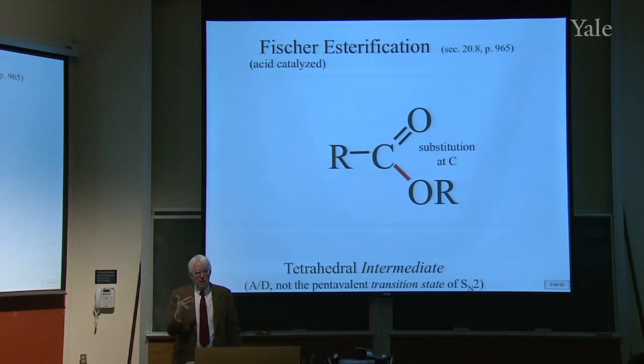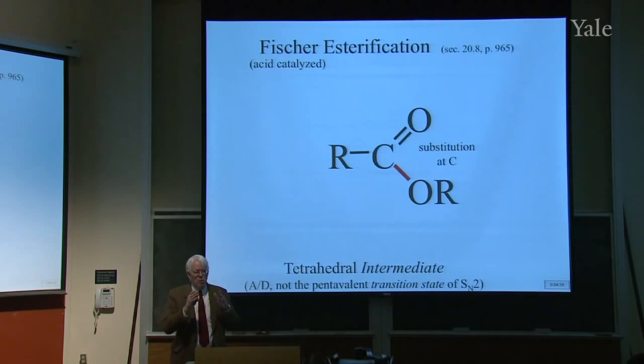You can run it forwards or backwards. It's a way of replacing OR on the acid carbon, the carbonyl carbon, and you can do it with where R is H as well as where R is some alkyl group. So you can go either way, trading them back and forth.